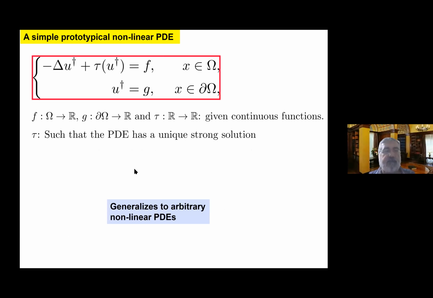Now, this Gaussian process method can be applied to arbitrary nonlinear PDEs, but for ease of presentation, I will describe it first for the following nonlinear elliptic PDE, in which f, g, and tau are continuous functions, such that this PDE has a unique strong or classical solution. So the nonlinearity in this PDE is tau, which we assume to be continuous.